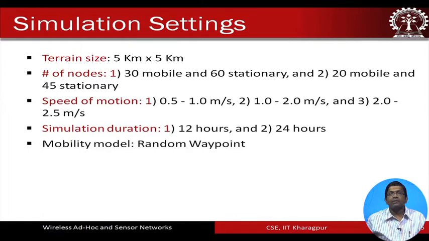In one experiment there were 30 mobile nodes and 60 stationary nodes, and in another experiment 20 mobile nodes and 45 stationary nodes. The speeds of motion are also as shown, and the simulation durations were 12 hours and 24 hours. The mobility model adopted was just the plain, basic random waypoint mobility model.